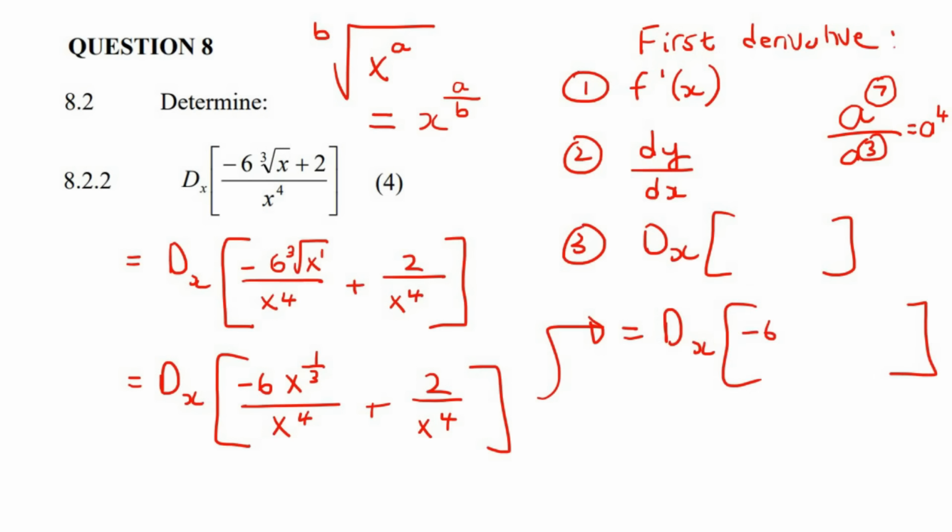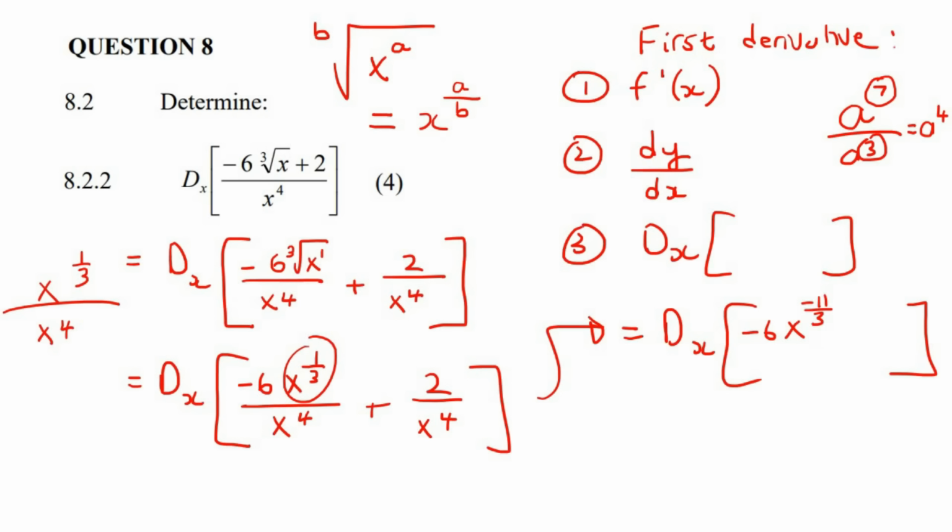The negative 6 just chills on the front. Now x to the third, let's quickly simplify that. x to the third over x to the 4 becomes x to the 1 over 3 take away 4. Now I'm just going to type that on my calculator. Negative 11 over 3. Okay. And then over x.